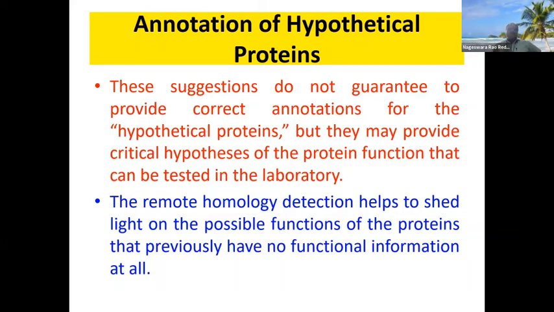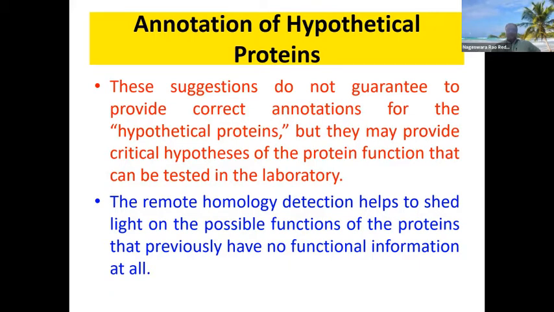If we get any clue, then we can use these clues to design a wet lab experiment and confirm that information in a wet lab. These suggestions do not guarantee correct annotations, but may provide critical hypotheses of a protein function that can be tested in the laboratory. So this gives us a clue.